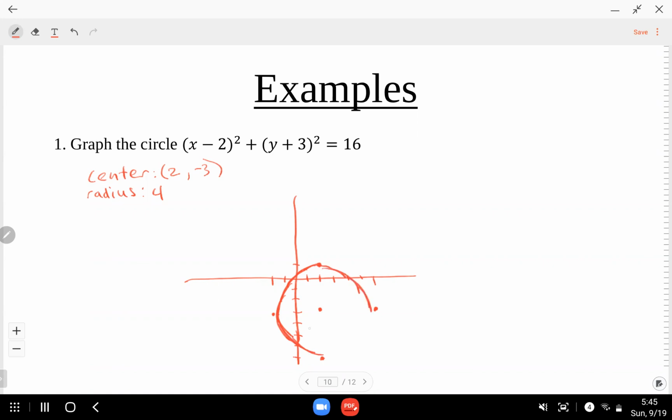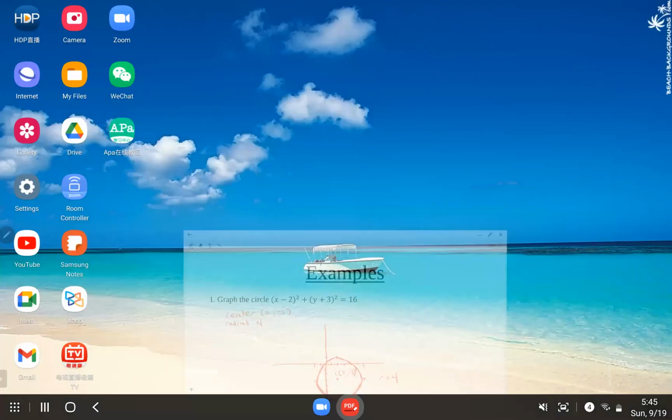I know, it looks very bad. Okay, so this is our rough draft of our circle. The center is (2, -3), and the radius equals 4. So that is how we would graph our circle. Are there any questions on how we graphed this circle? Any questions?